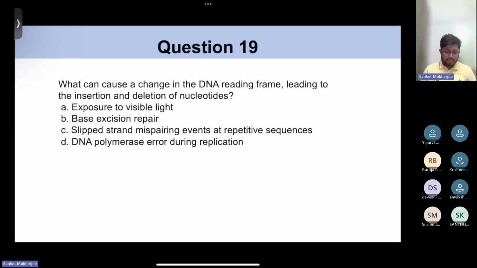Question 19, and I think this is the last one. What can cause a change in DNA reading frame leading to insertion and deletion of nucleotides? Exposure to visible light, base excision repair, slip strand mispairing events at repetitive sequences, or DNA polymerase error during replication? C, sir. Option C. You're right.